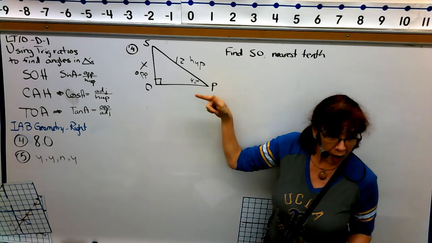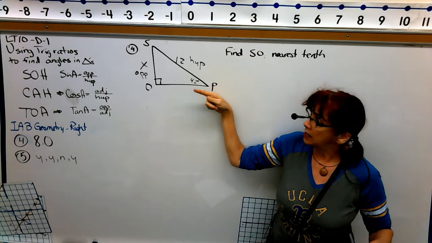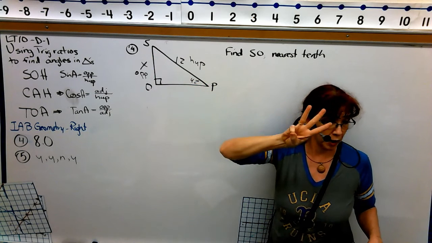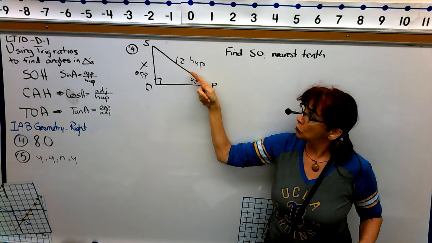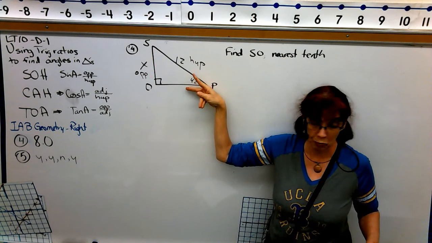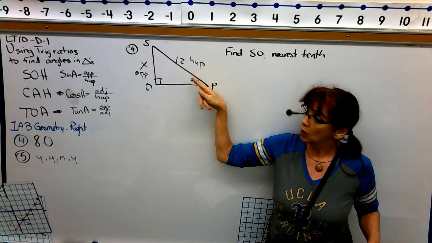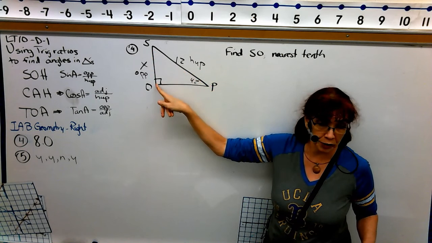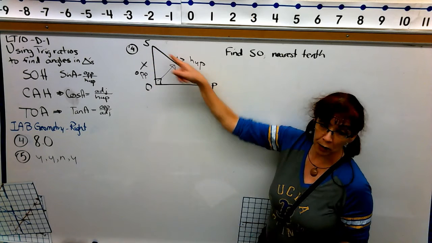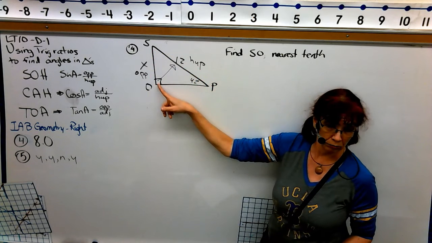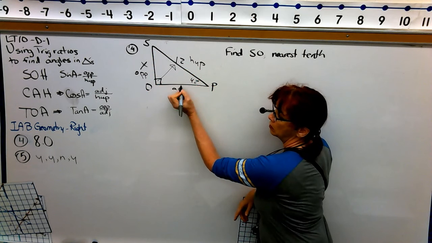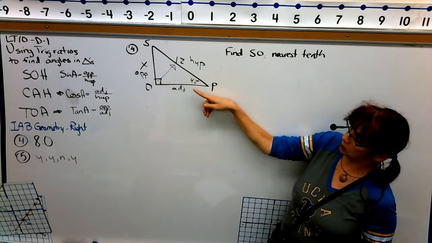How I know it's opposite is it's the one that's not attached. There's only three sides, right? The hypotenuse and the adjacent are always the two that make the angle. And I know the hypotenuse because it's the one that's opposite the right angle. This other side is the adjacent side because it's touching it, right? This one is not touching angle P.